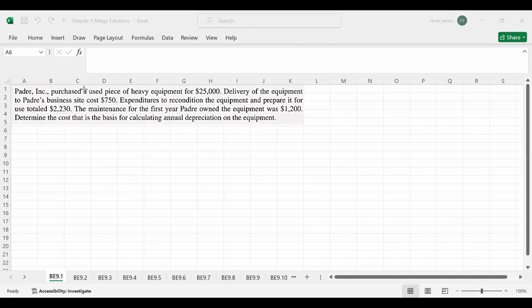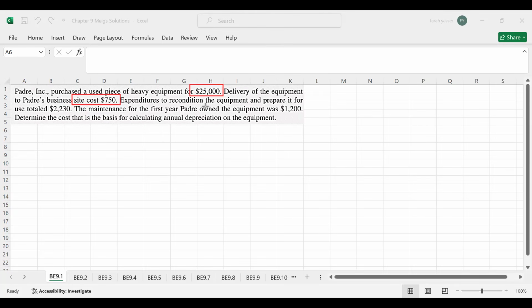Petrin Corporation purchased a used piece of heavy equipment for $25,000. So $25,000 is the invoice price or the purchase price of the asset. Then delivery expenses or delivery cost is also given, $750.